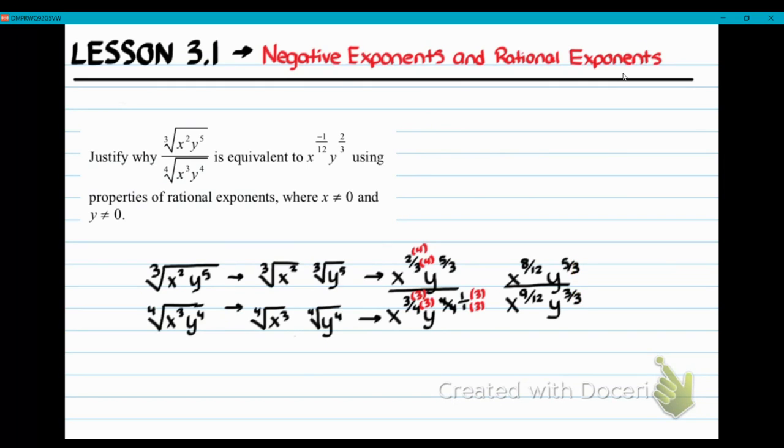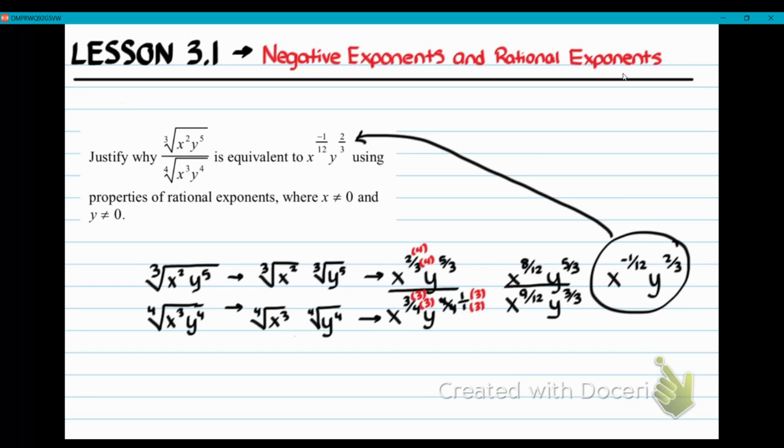The denominators for the fraction of the exponent of the y term match, and so does the denominator of the fraction in the exponent of the x term. So then you combine like terms. We subtract the exponents. 8 minus 9 is negative 1 over 12, and 5 minus 3 is 2 over 3. Okay, which we just proved to be the same thing as what they mentioned in the question.